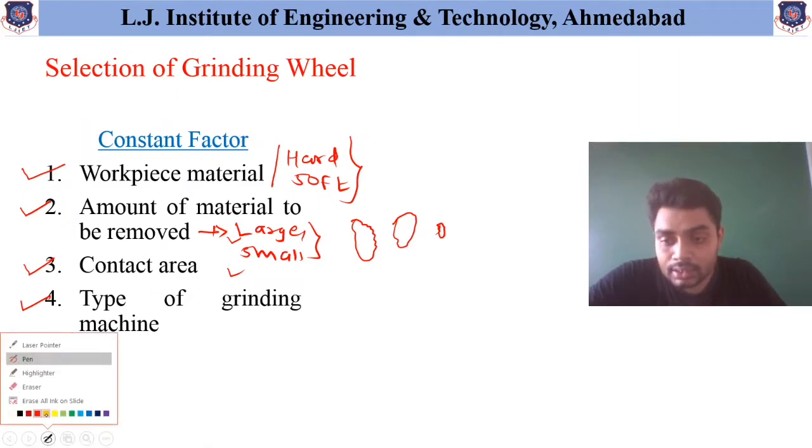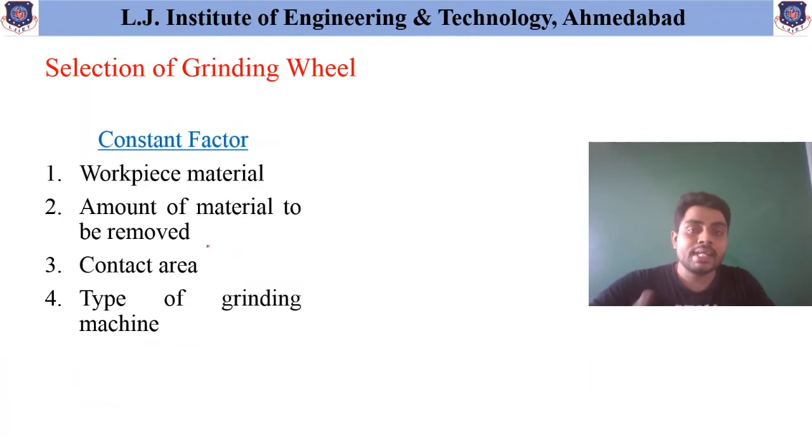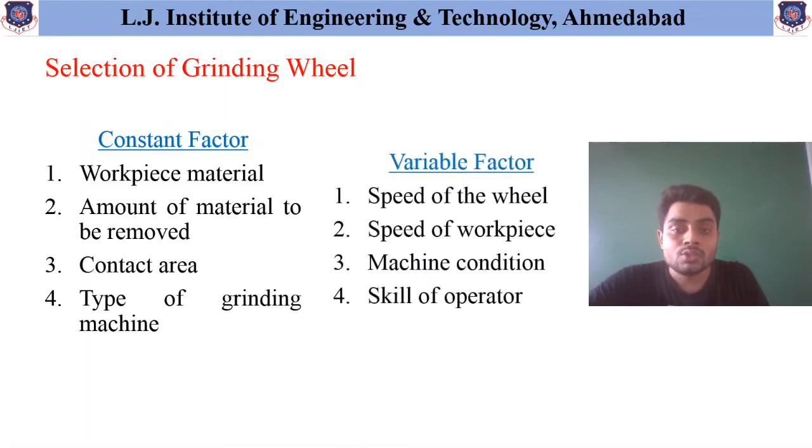There are also some other variable factors, which vary based on the requirement, from person to person, or based on the application. Some of the important variable factors are, first, the speed of the wheel. That means the grinding wheel speed, whether it rotates at 1000 rpm, 2000 rpm or 3000 rpm. Based on requirement and application one must select the speed of the wheel. Similarly, in many cases the workpiece is also rotating, so the rotation of the workpiece is also a parameter to consider. Another important parameter is the machine condition.